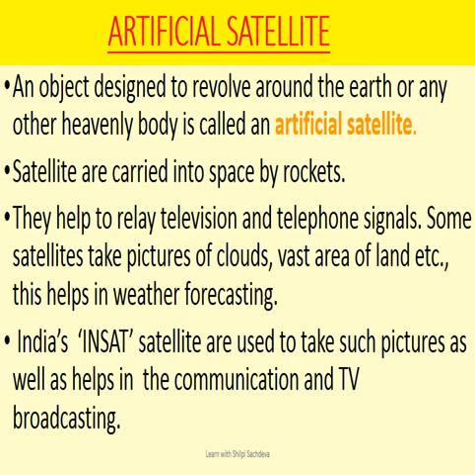Let us discuss more about the artificial satellite. An object designed to revolve around the earth or any other heavenly body is called an artificial satellite. Satellites are carried into space by rockets. They help to relay television and telephone signals. Some satellites take pictures of clouds, vast areas of land, etc. This helps in weather forecasting also. India's INSAT satellites are used to take such pictures as well as help in communication and TV broadcasting.